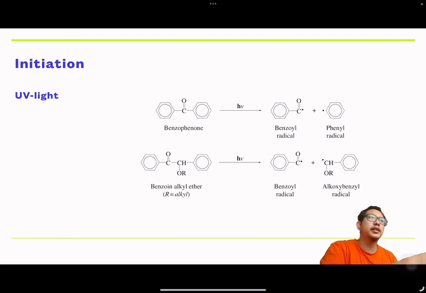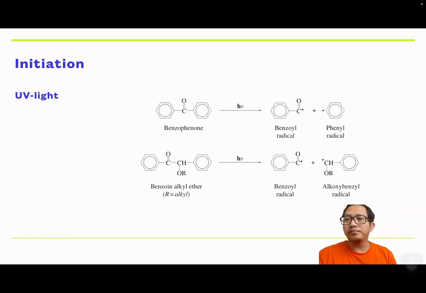And this is for the UV light. The idea is still the same. You see that the benzophenone, we give light, and then it breaks into a benzyl radical and phenyl radical, and then benzoyl alkyl ether we can cut, and then have a benzyl radical and alkoxybenzyl radical. So again, homolysis. Okay, I don't want to explain much here, but I hope you get the idea that we need to cut the bonds in the initiator so that we can have our radicals.